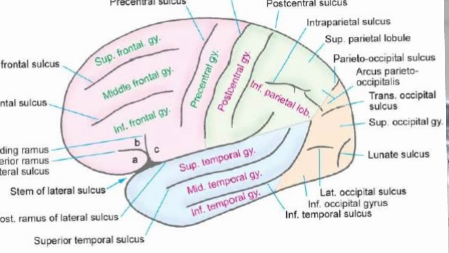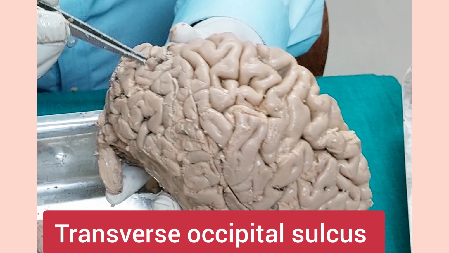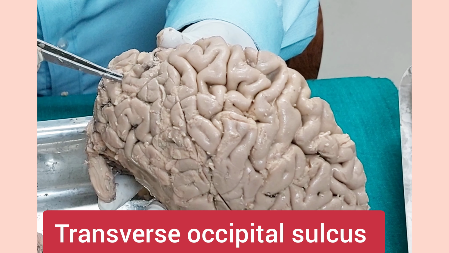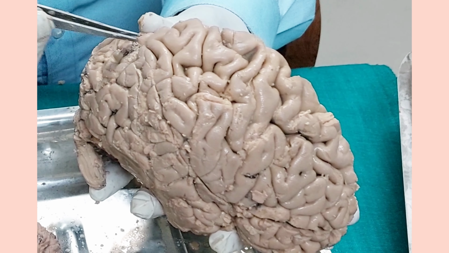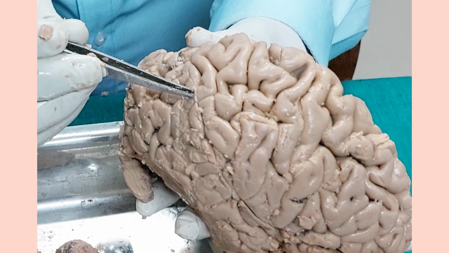Besides this, sometimes you may get the transverse occipital sulcus. Here is the lateral, here is the transverse. This sulcus may join posteriorly with this imaginary line and even up to the posterior end of the lateral sulcus.